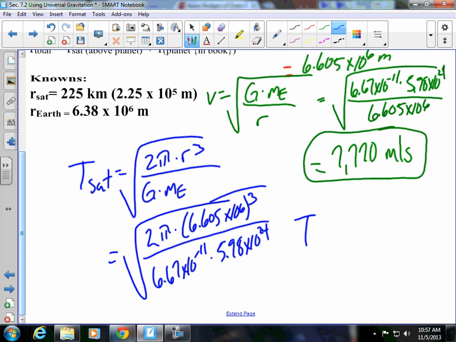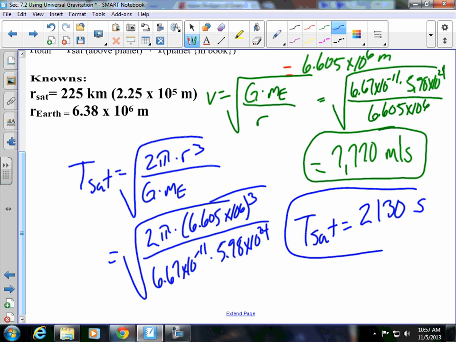And we end up getting that the time of the satellite is equal to 2,130. Now, what's the unit, do you think, for period? What's our base metric unit for everything we talk about? The correct answer is seconds. So that's orbiting about every 45 minutes around the Earth. So you're going to use those two equations.